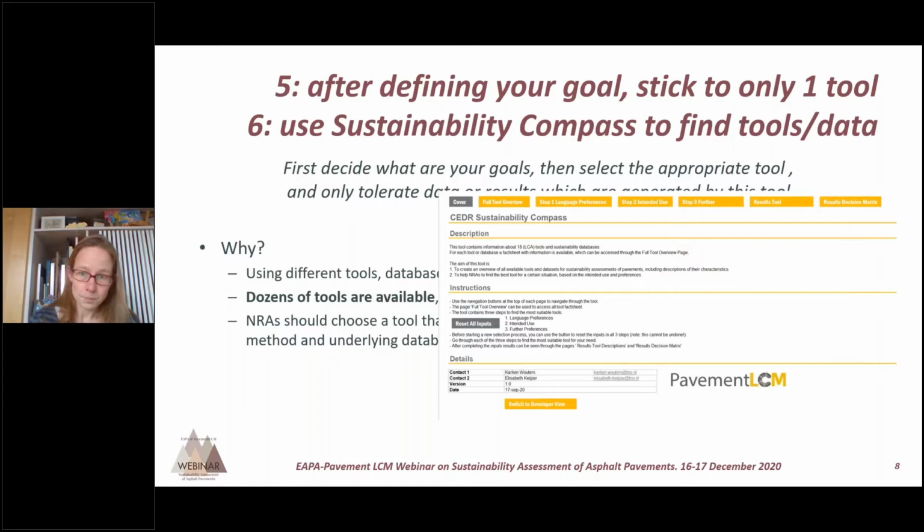To help you, we created a sustainability compass within the Setter project, Pavement LCM, and it helps you to find a certain tool. So it helps you to select certain preferences which you have, for example, the language, in which phase you want to use it, what kind of results it presents, and then it helps you to find out which tools you could use.